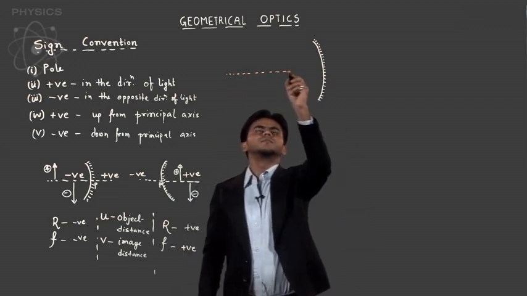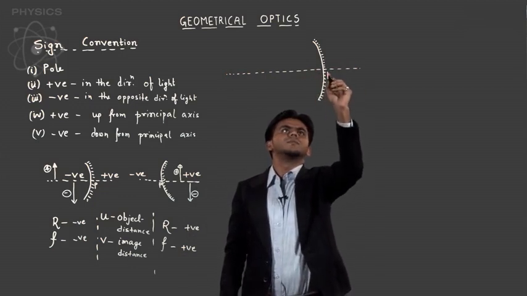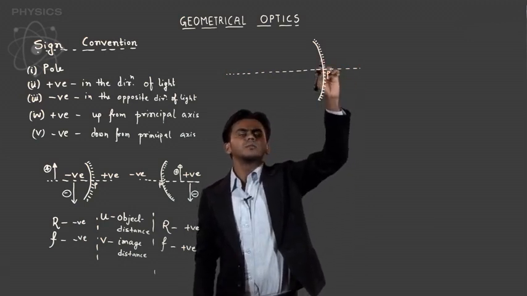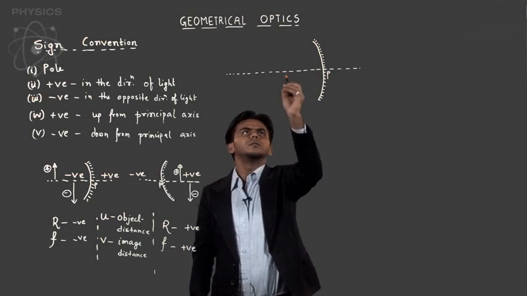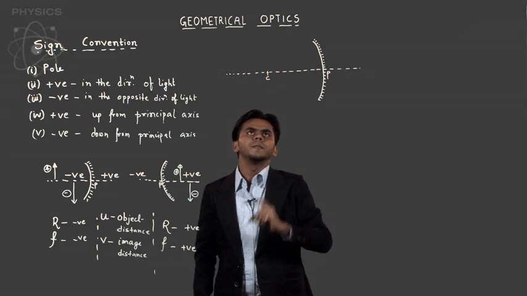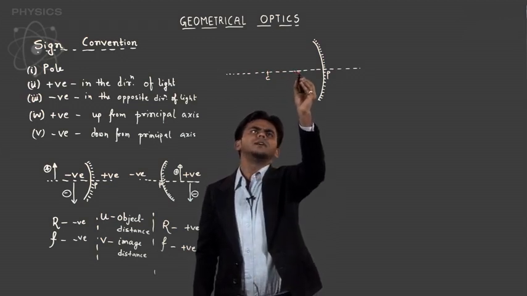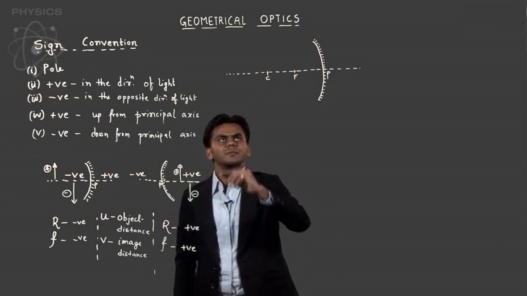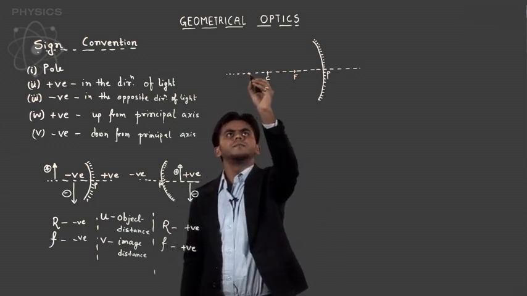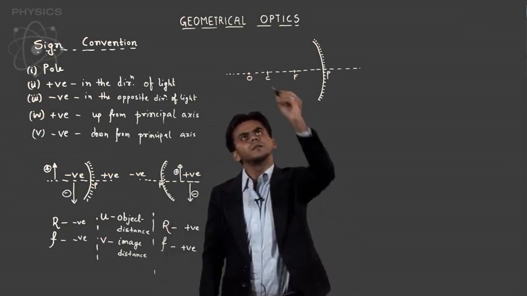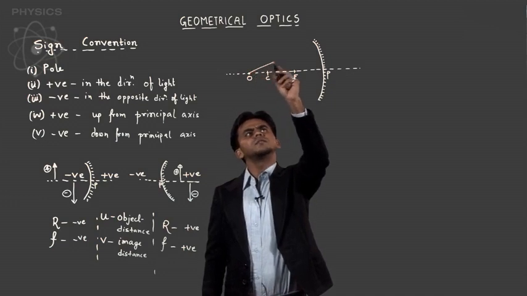This is your pole. This is your principal axis. The point where the principal axis meets the mirror is your pole. Now, this is your C, the center of curvature, and around midway you will have the focus. Let's say I've kept an object here, a point size object, O denotes the object. A ray of light travels along this path.